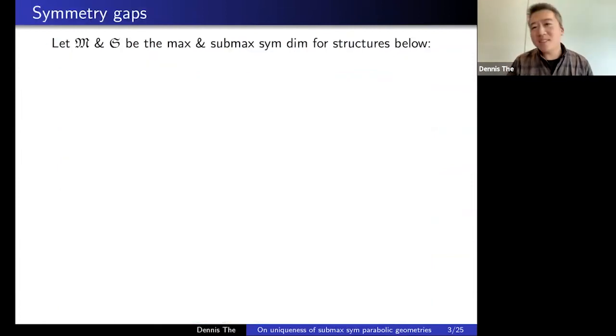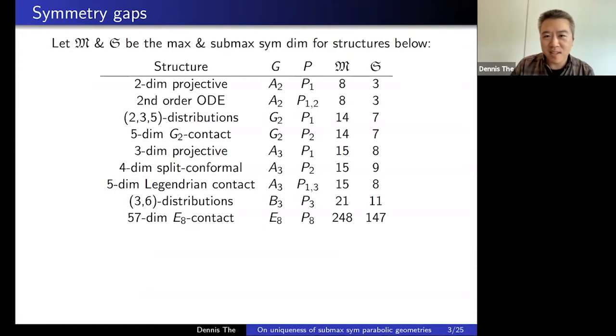Okay, so I want to talk to you about a topic that's near and dear to my heart. My first project in parabolic geometries related to symmetry gaps. I'm going to give you some examples of such symmetry gaps. So let M and S be the maximal and submaximal symmetry dimensions. And here's a list of some examples.